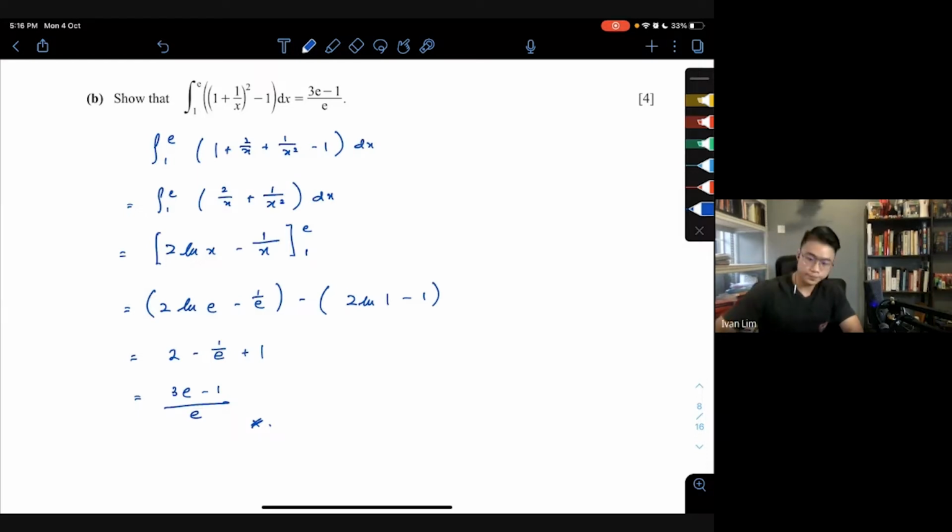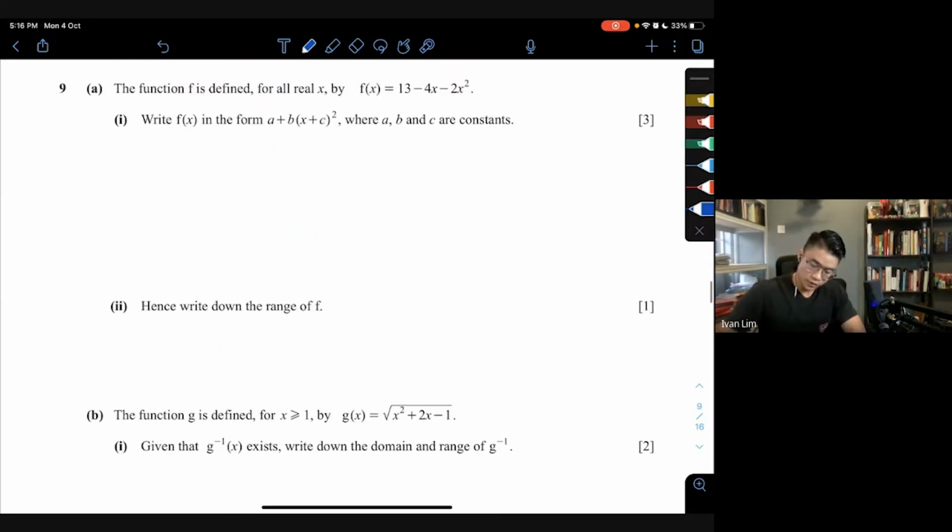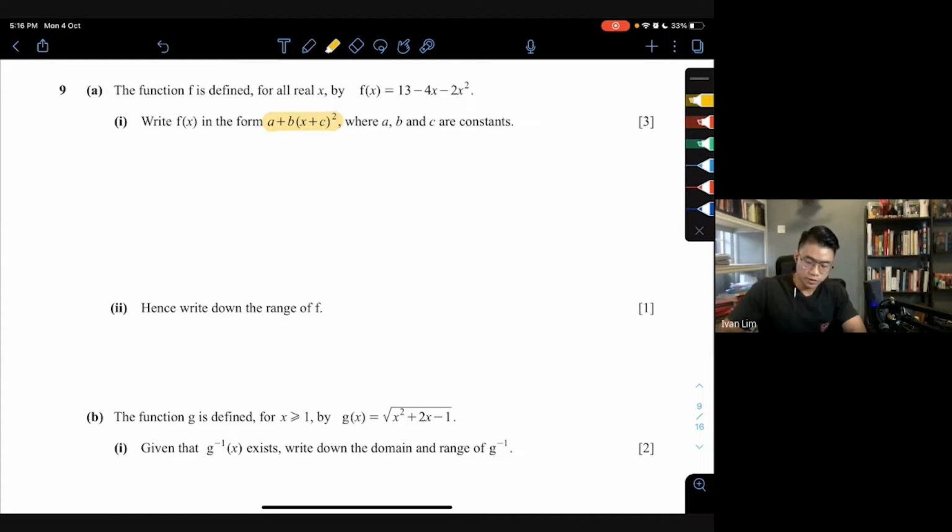Okay, next one. Function question. You are given f(x) equals 13 minus 4x minus 2x squared. Write f(x) in the form a plus b bracket x plus c squared, where a, b, and c are constants. So make it to completing the square form. So f(x) equals, I like to rewrite it as ax squared plus bx plus c first. So I write it like this.